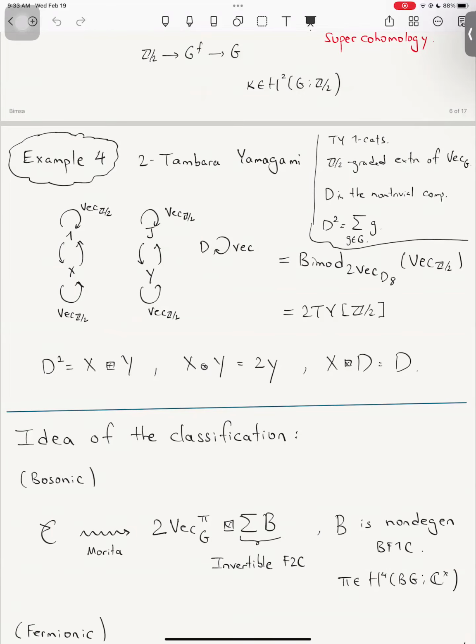A codimension... what do you mean? Sorry, maybe I'm not understanding. Sorry, you're saying instead of this D being a surface, you want it to be a line? Yeah.